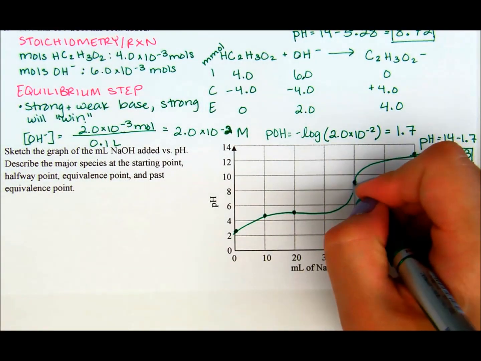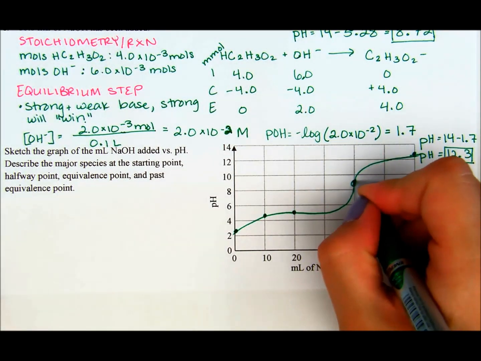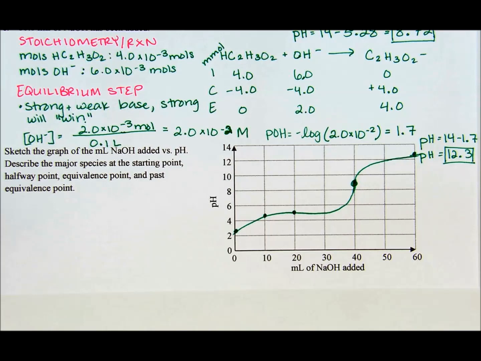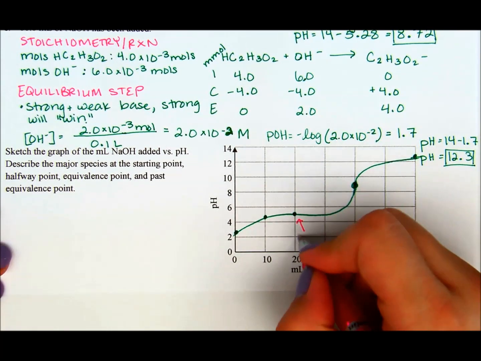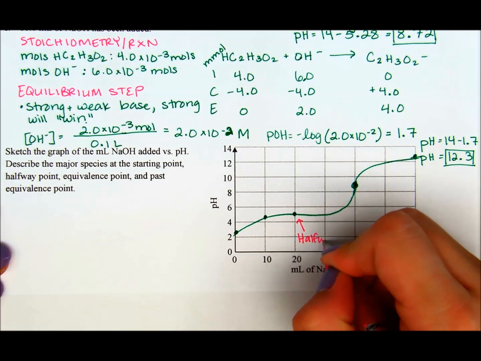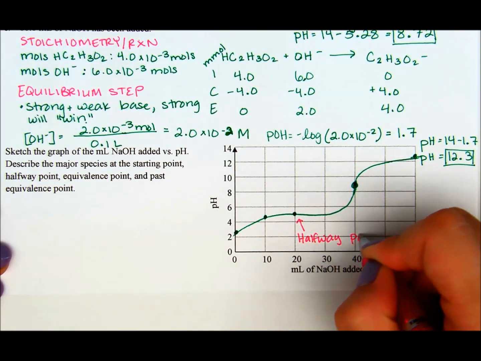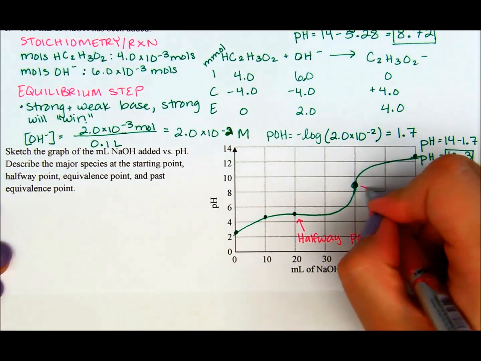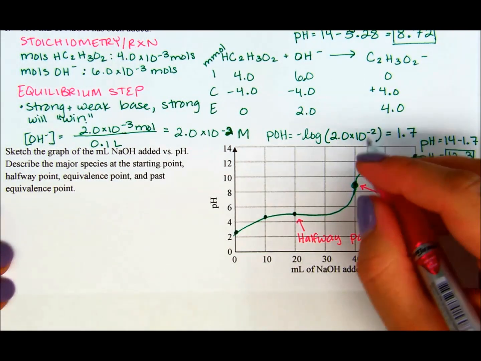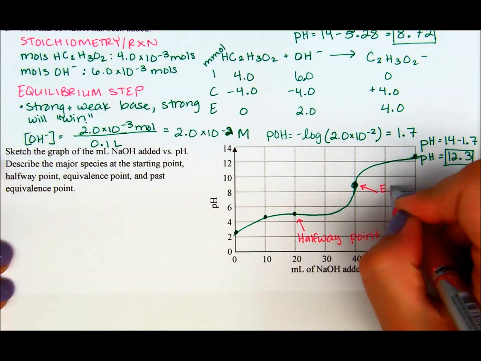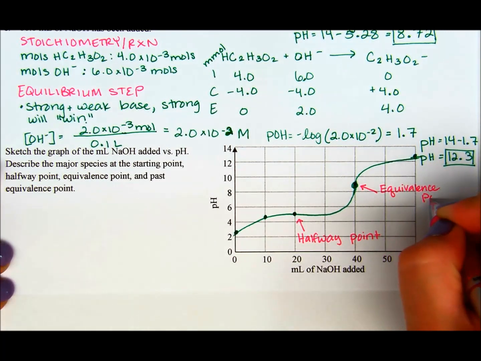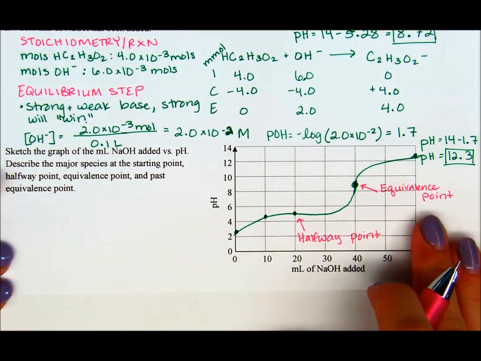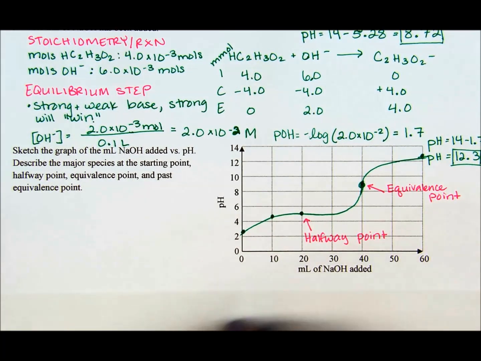Here are my points. I went ahead and just plotted all the points that we figured out before, and we're going to go ahead and label these now. Right here, this is what we call the halfway point. And this point, right in the middle, right there, this is our equivalence point. Let's see why these are important. What is present during our titration at all of these points?